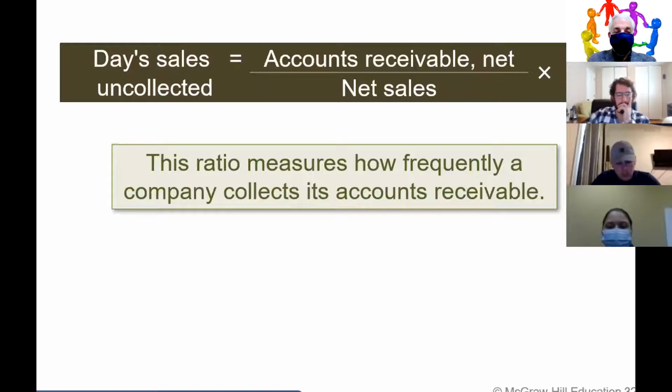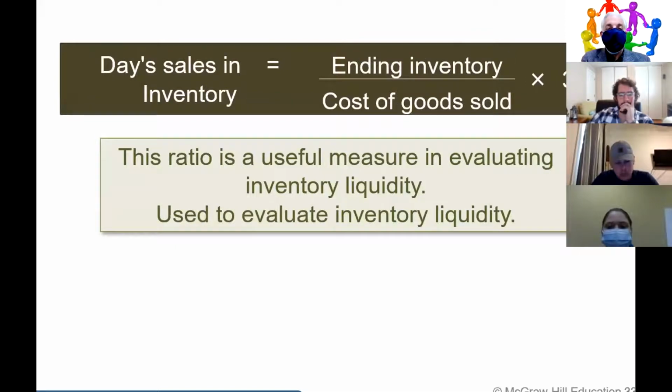I won't fight them. Inventory the same way, days sales in inventory. 30 days worth of inventory turnover there. 35 days, 40 days, 120 days, whatever it might be.